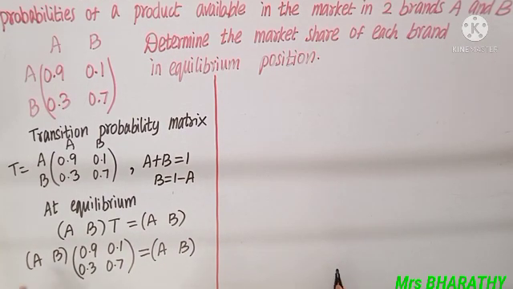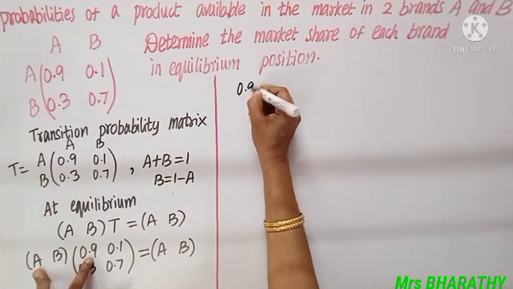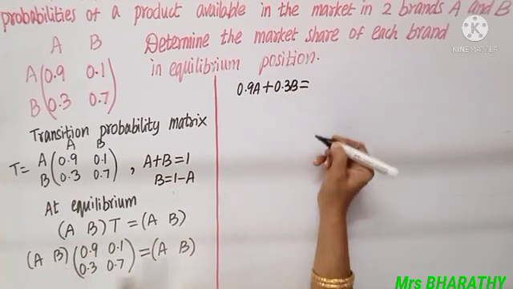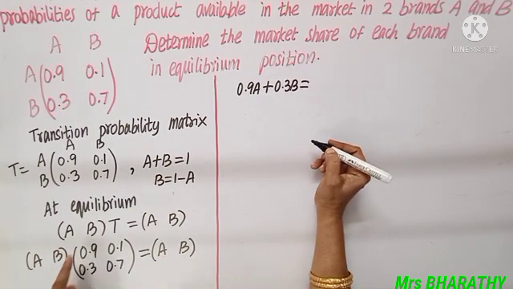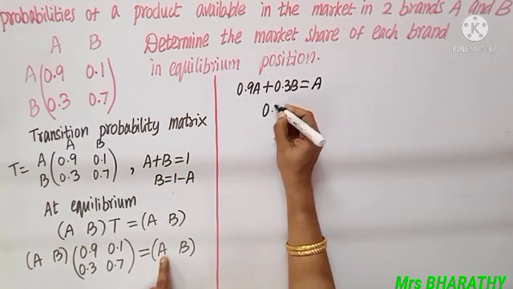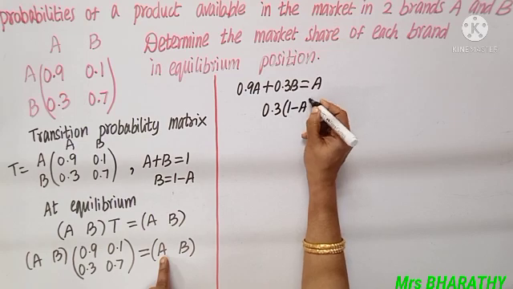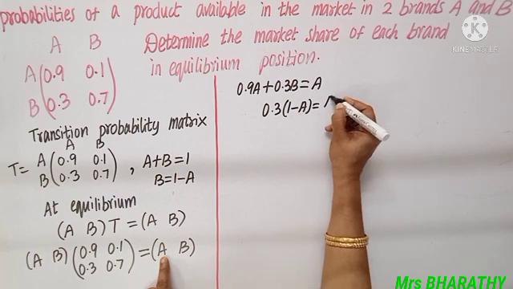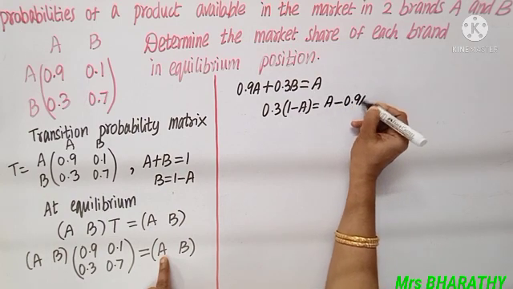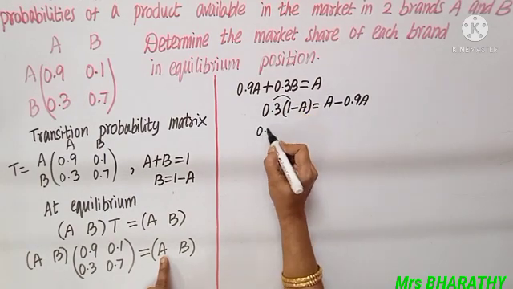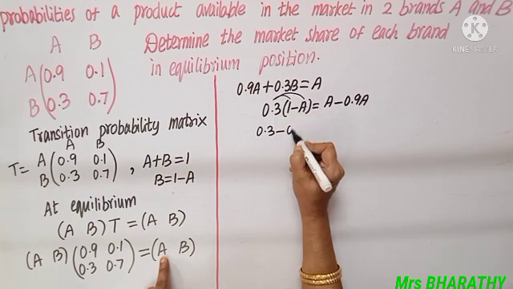As we multiply row by column, A into 0.9 plus B into 0.3 equals the first element. First row by first column gives me the first element. Wherever B comes, let me write 1 minus A. This 0.9A I can bring to the right. A minus 0.9A. As we multiply, 0.3 into 1 minus 0.3 into A.